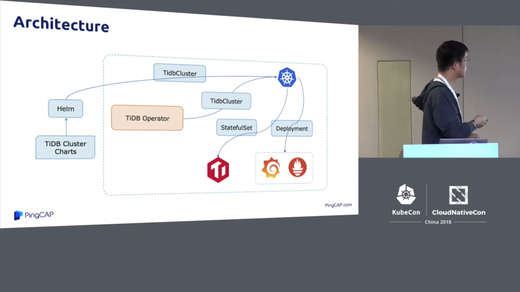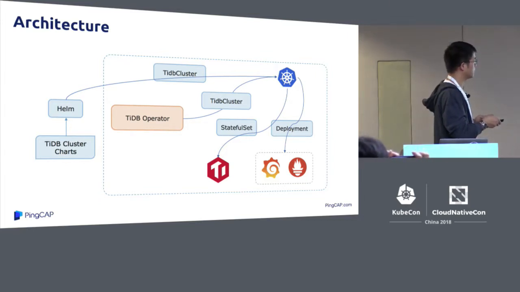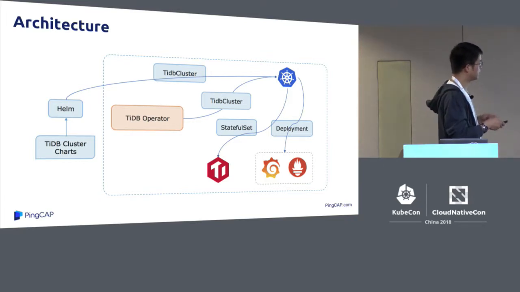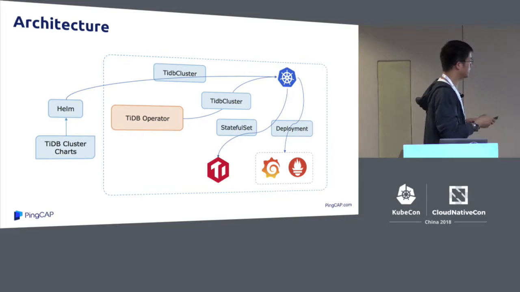Here's the brief architecture of TiDB Operator. Users just create a Helm chart and install TiDB in Kubernetes, then TiDB Operator will watch our custom resource TiDB cluster for creating the related resources, like the StatefulSet of TiDB and the deployment of the monitoring system.